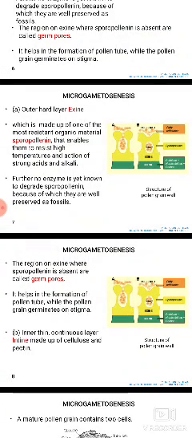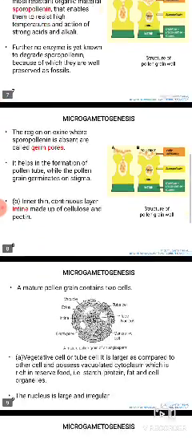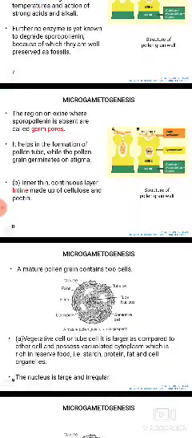Then coming to the next one, inner to the outer hard layer exine is the intine. This is a continuous layer made up of cellulose and pectin.